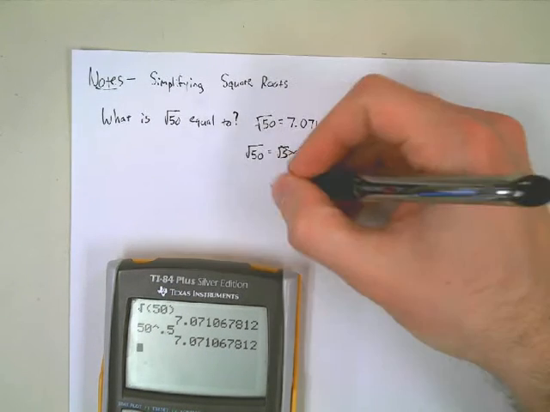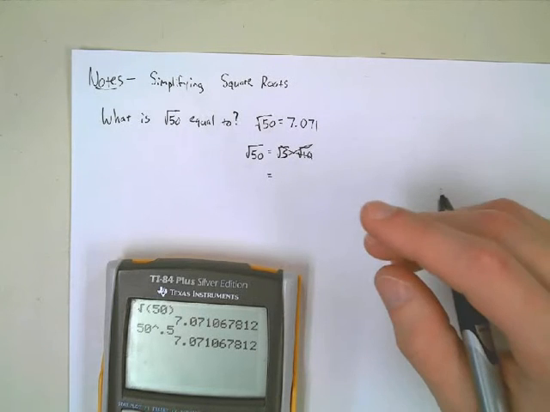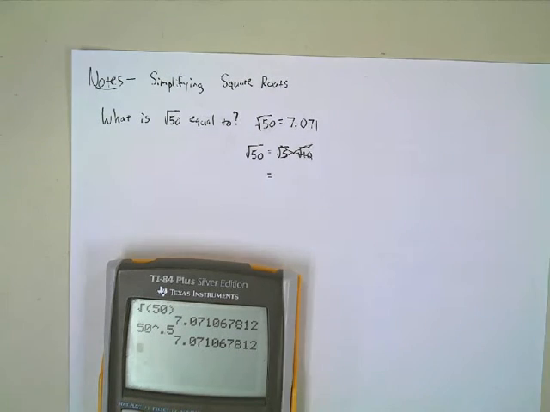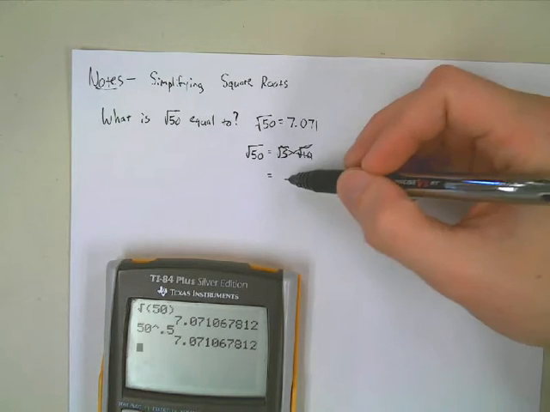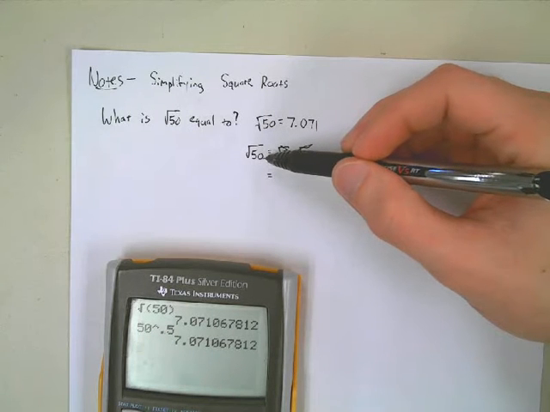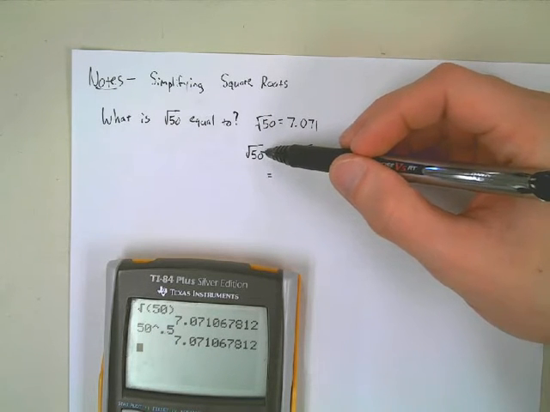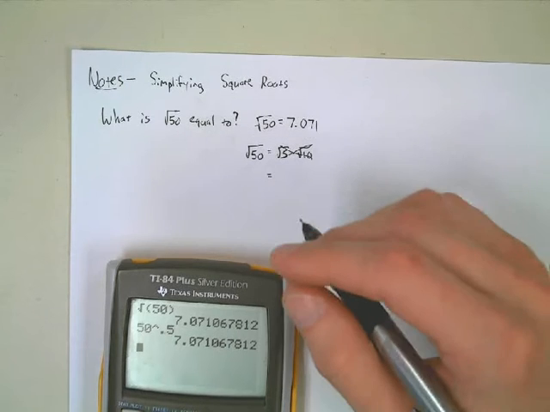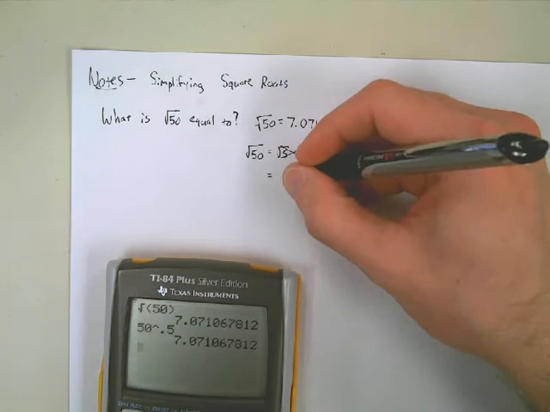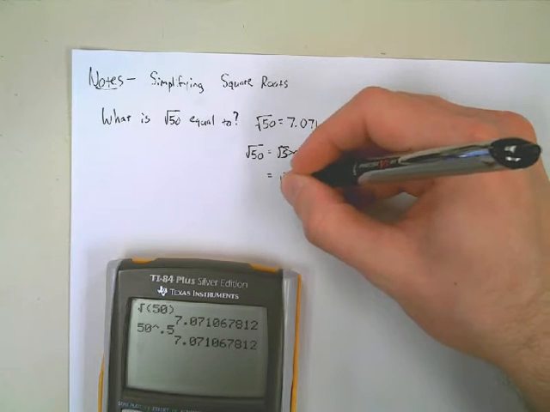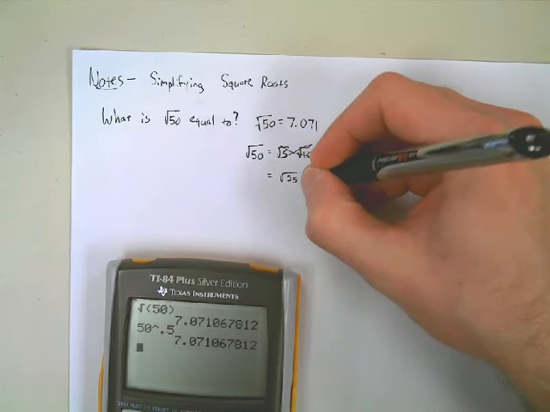So what else could we say instead? Square root of 7 and square root of 8? 7 and 8 don't multiply to make 50. We need to come up with two numbers that multiply to make 50. 25 and 2, yes, there you go. So the square root of 50 is equal to the square root of 25 times the square root of 2.